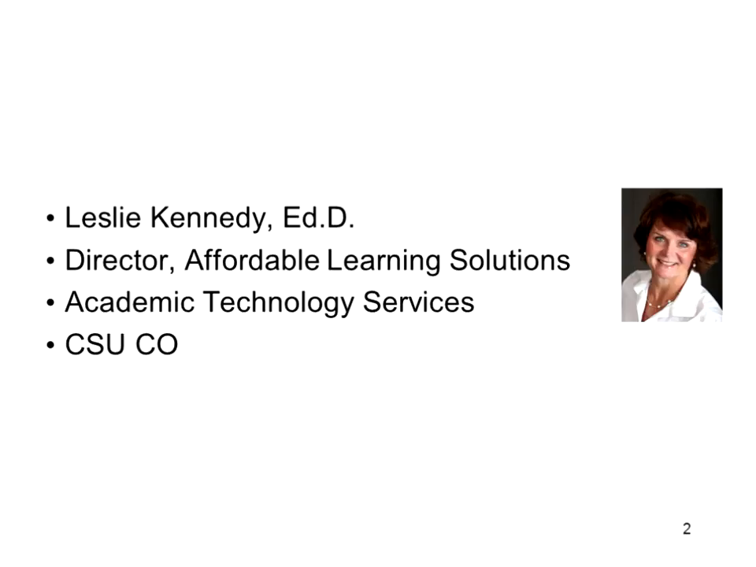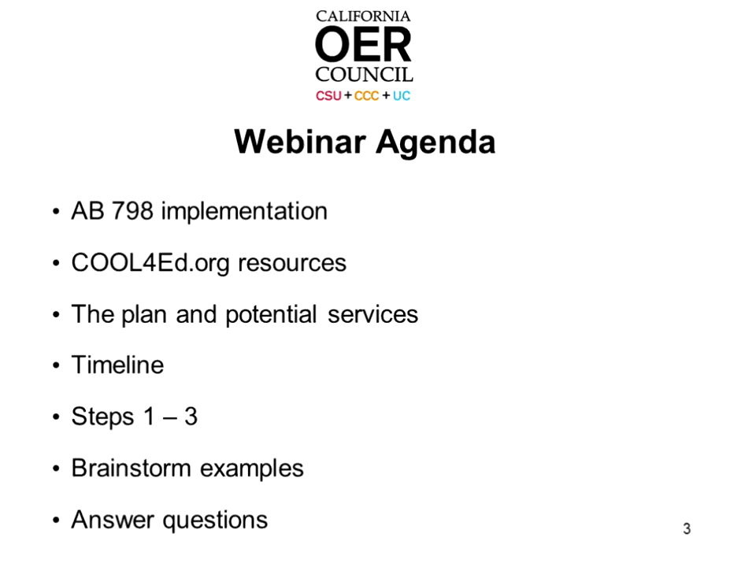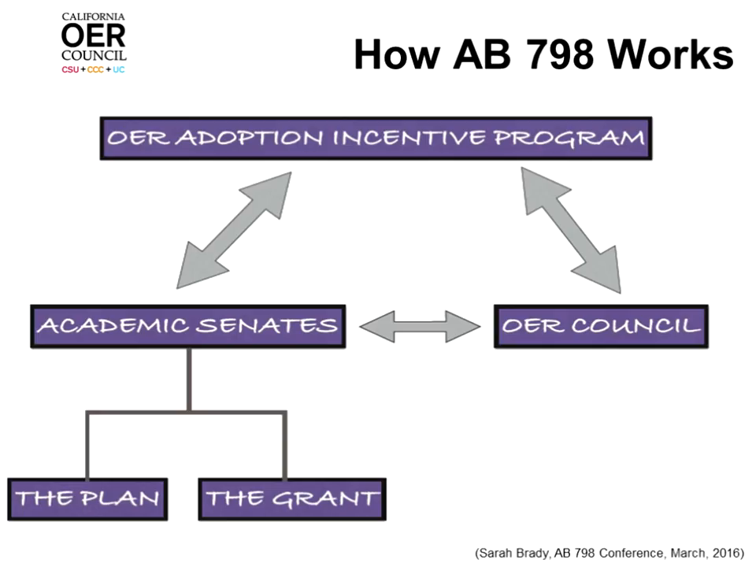AB 798 project. So in this webinar today, we're going to talk a little bit about the implementation of AB 798, some of the resources available, the plan that's a part of the AB 798 RFP process, the timeline for that, several recommended steps, brainstorm a few examples based on some of the questions we've received so far about filling out and in preparation for the filling out of the RFP document or the response and the submission by each California Community College and CSU, and answer any questions that you might have as well.